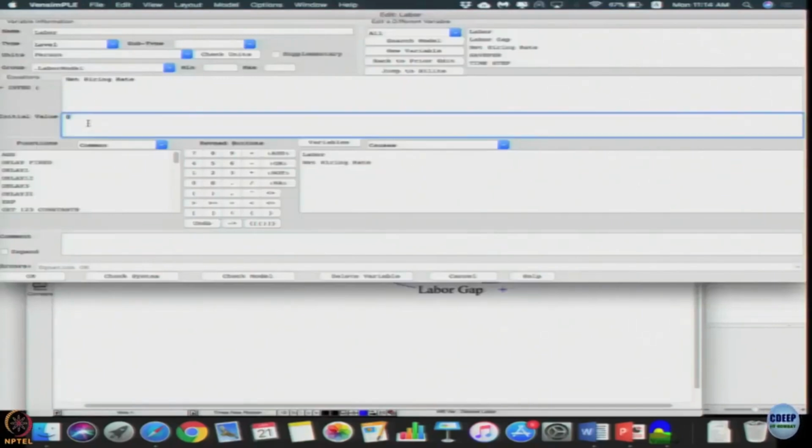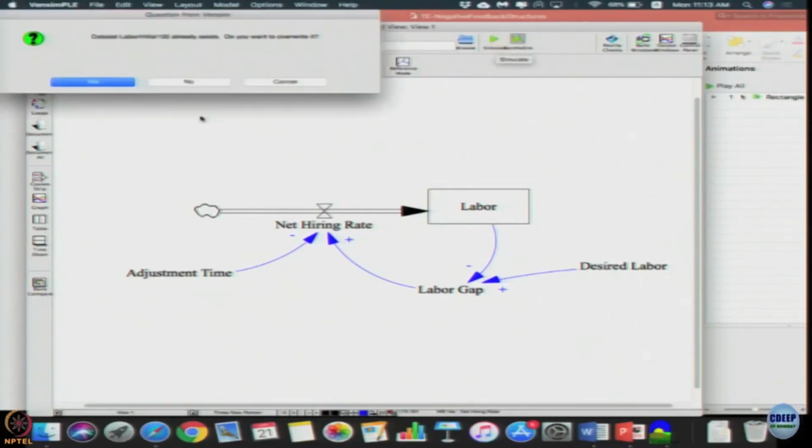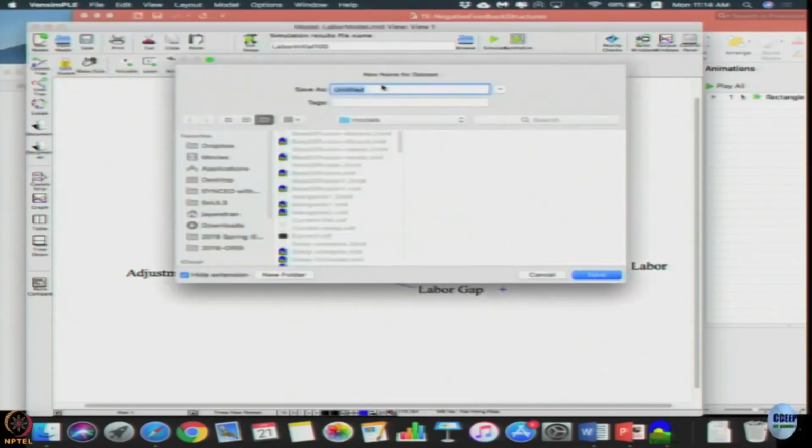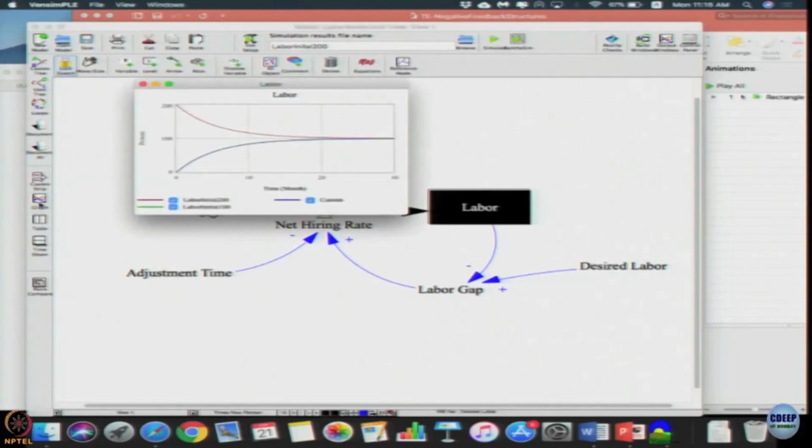Labor changes from 0 to 200. Change the initial value of labor to 200, desired labor continues to be at 100. Then when I click simulate, again it will ask whether to overwrite labor initial 100. You say no, do not overwrite it, save it as labor initial 200. Oh boy, that should be labor initial 200 anyway. Even if you did not get overwrite, we will come back.